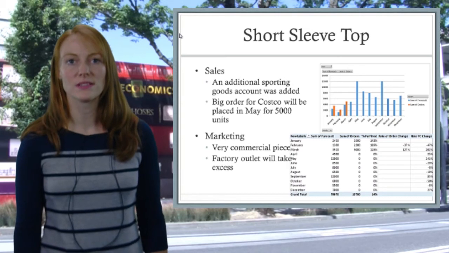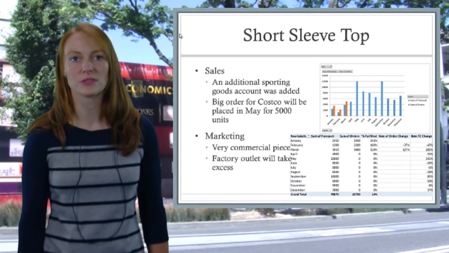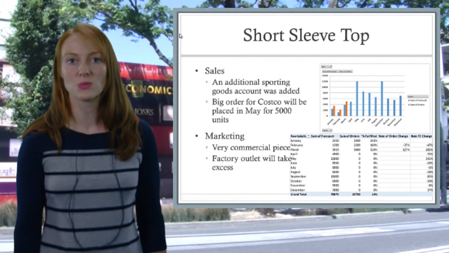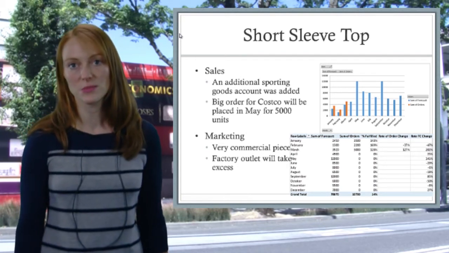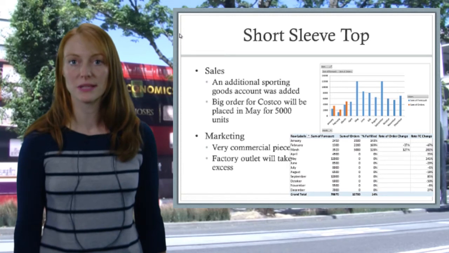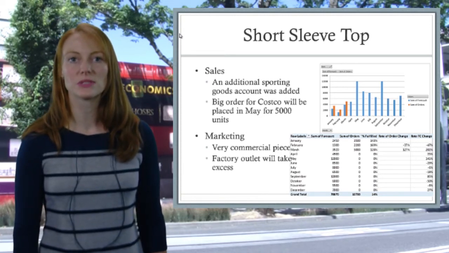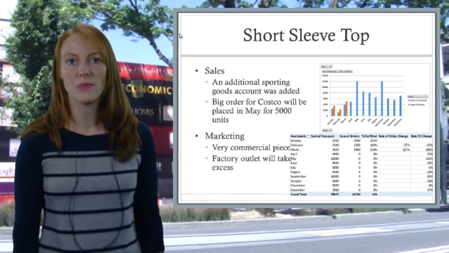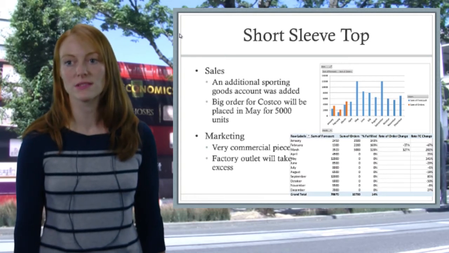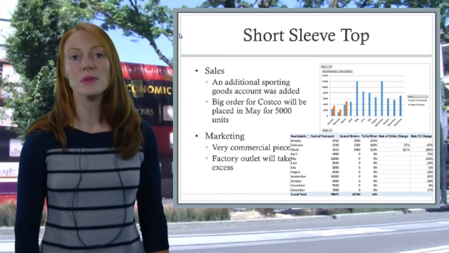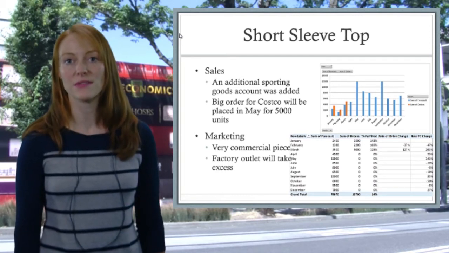So when we talk to our sales and marketing partners, we get some additional information. Sales lets us know that an additional sporting goods account was added, so we actually have a whole new customer that wasn't built into our original plan. And then we also have another little piece of information: we have a really big order for Costco coming in May for 5,000 units.